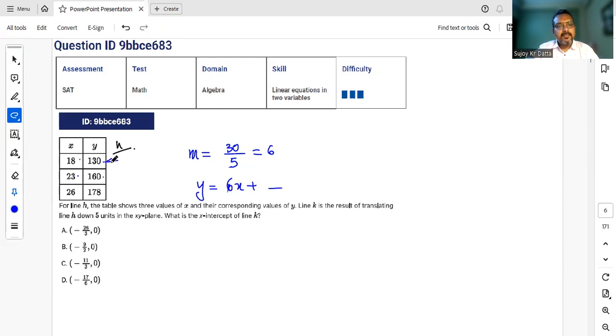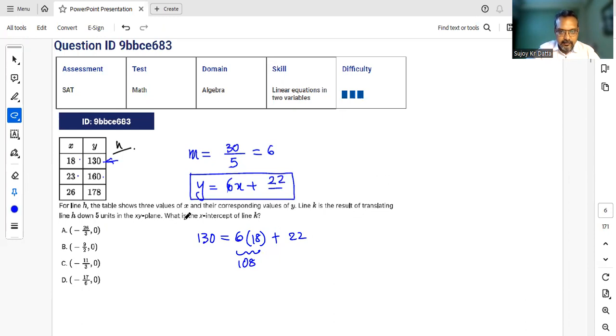If I plug in one of these, let's say 130, I'm going to get 130 equal to 6 times 18. 6 times 18 is 108, so you need another 22. That means my equation is y equals 6x plus 22. This is basically line h, right? Now line k is obtained by translating this down by 5 units. So if you translate this down to get line k, we just subtract 5. So my equation will now become y equals 6x plus 17.